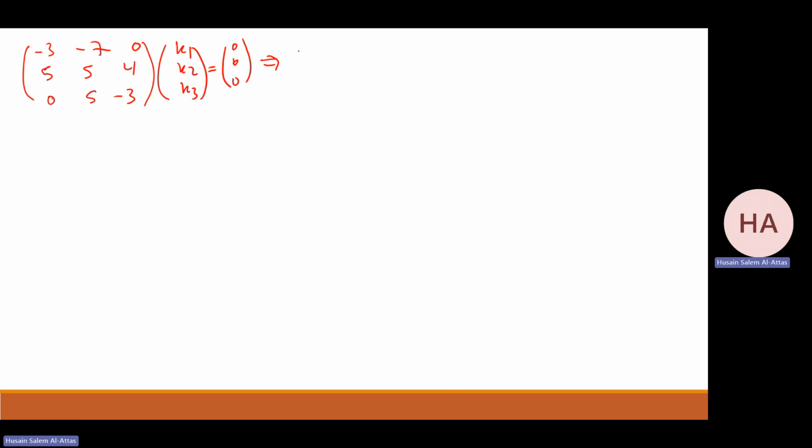What I will do, I have minus 3 K1 minus 7 K2 equal to 0. And I have 5 K1 plus 5 K2 plus 4 K3 equals 0. And I have 5 K2 minus 3 K3 equals 0. So I can write K1 in terms of K2: K1 equals minus 7 over 3 K2. And from this one, you can write K3 in terms of K2: K3 will be 5 over 3 K2.